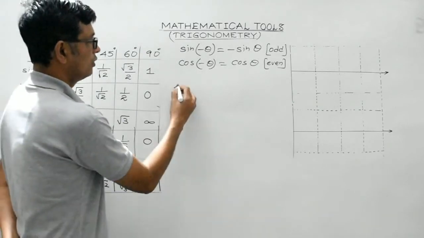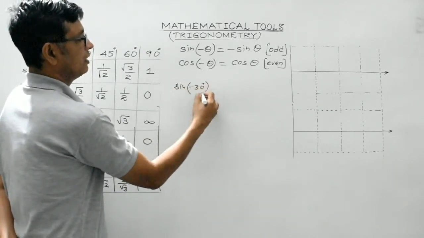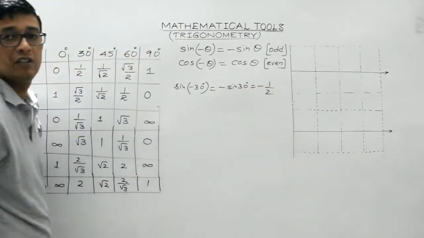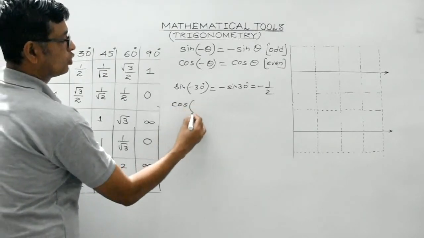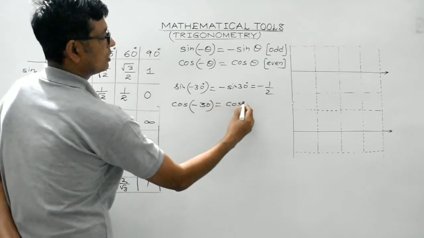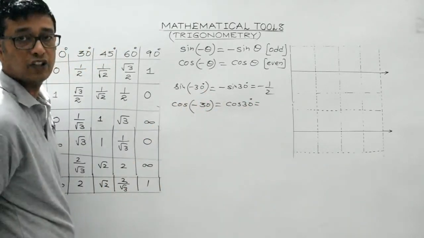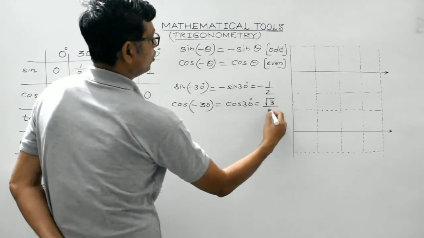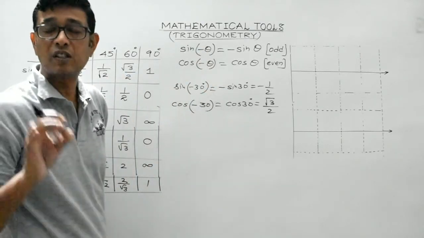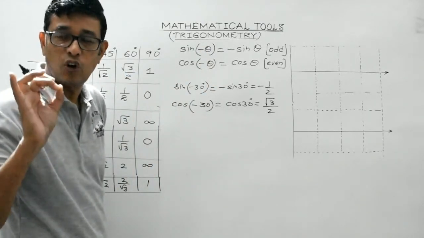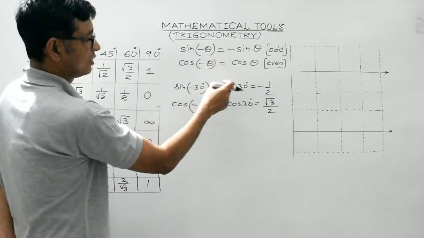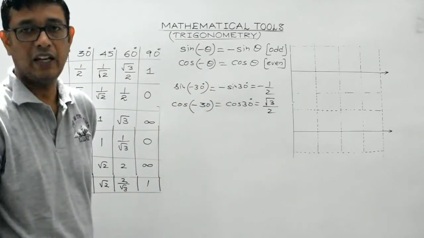So if I ask you the value of sine minus 30 degree, it will be written as minus sine 30, which will be equal to minus half. And in case you are supposed to find the value of cos minus 30 degree, it will be cos 30, because cos is an even function and cos 30 is root 3 by 2. So that is how you need to make use of this fact. So students, remember, sine is an odd function while cosine is an even function, right? And by using this concept you can easily be able to determine its value.